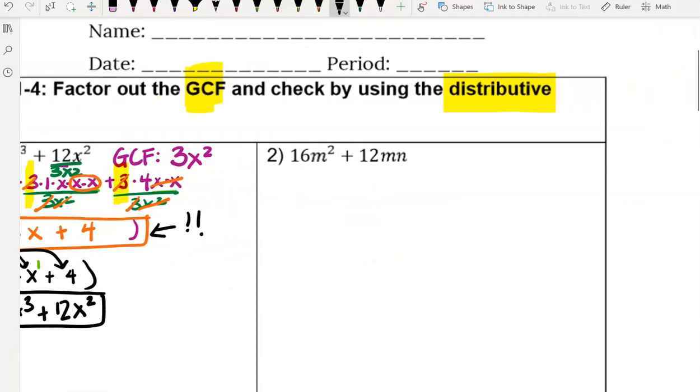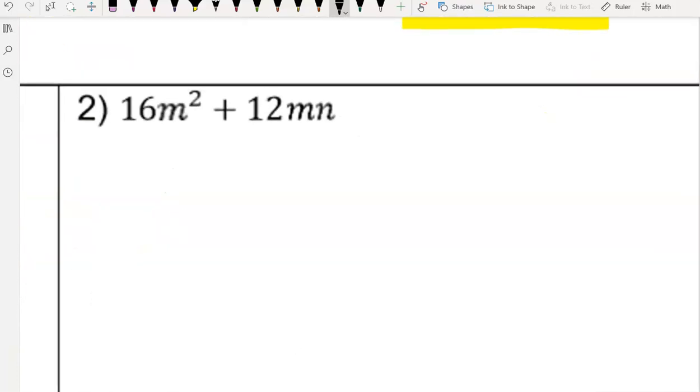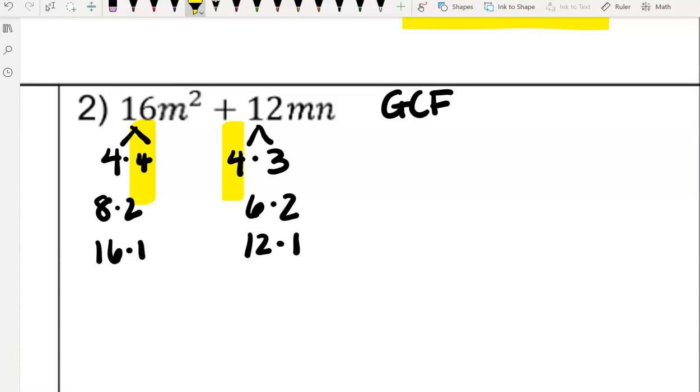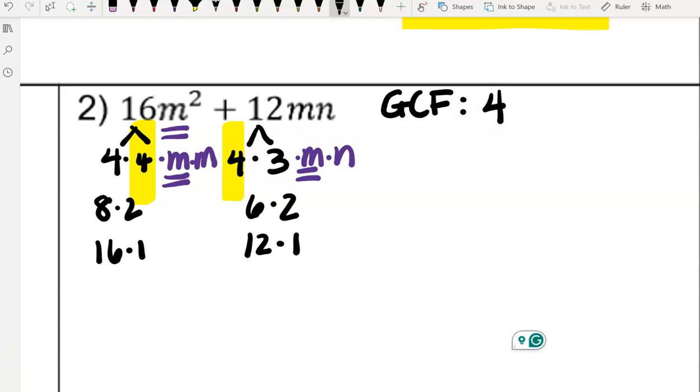Number 2, let's go on to this one. This is a binomial. So let's start out with the GCF. 16, as you can see, we can have 4 times 4, or 8 times 2, or 16 times 1. 12, guys, we have 4 times 3, or 6 times 2, or 12 times 1. So we want to identify the biggest number that they both have in common, which is going to be a 4. We have an m over here because it's m times m. Over here we have an m and an n. So they both have a 4 and an m in common. So the GCF for this particular question is 4m.